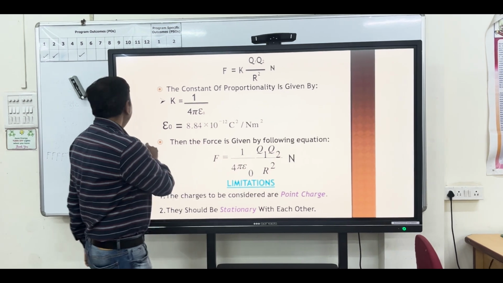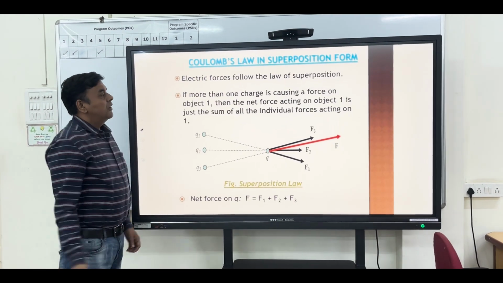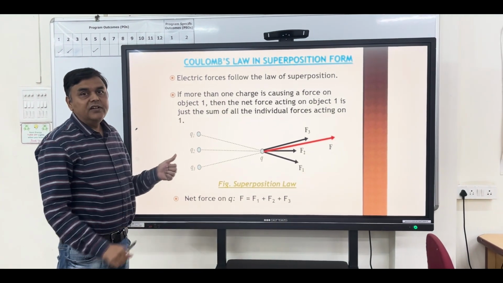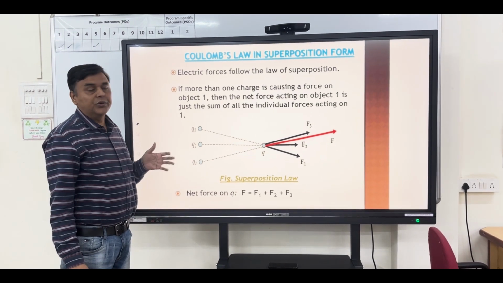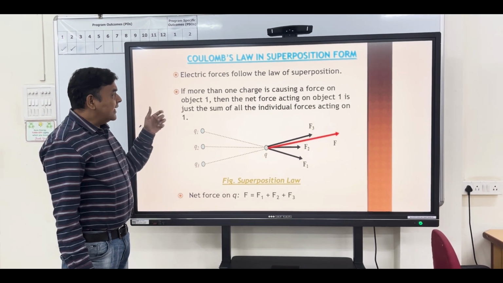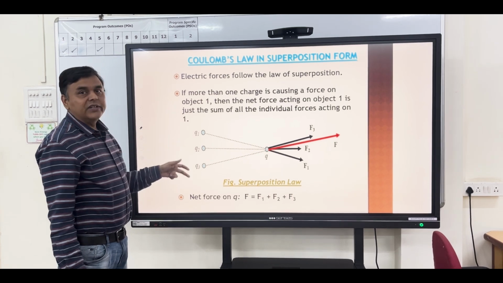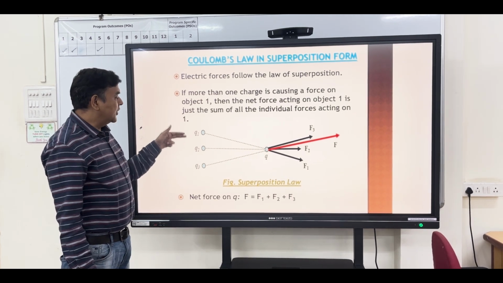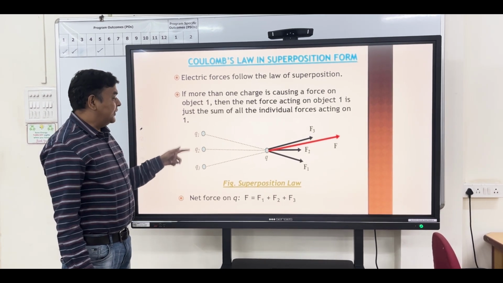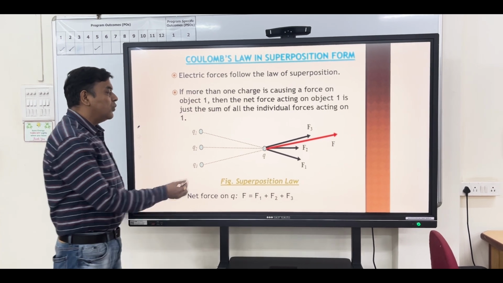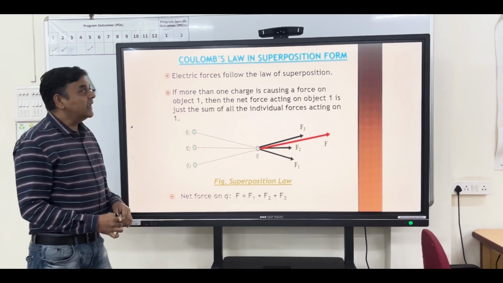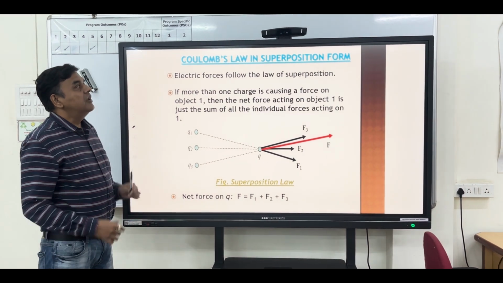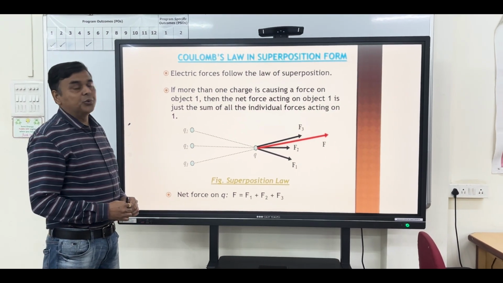But as we know, in Coulomb's law, force is a vector quantity. So we have to consider magnitude as well as direction over here. The second condition is if there are multiple point charges, like here Q1, Q2, Q3 are the 3 point charges, and we want to find out the resultant force acting on charge Q. So in that case, we have to use the principle of superposition over here.